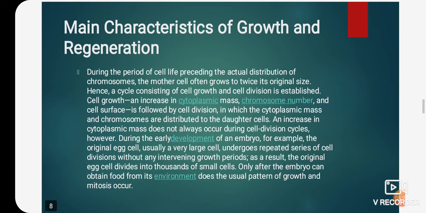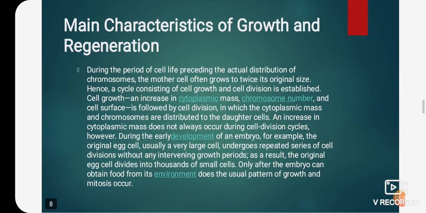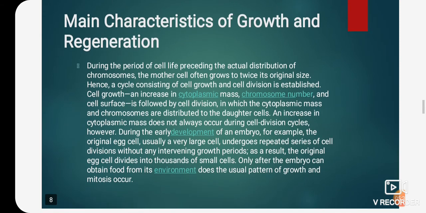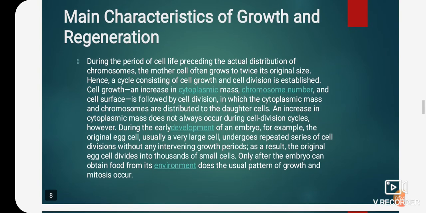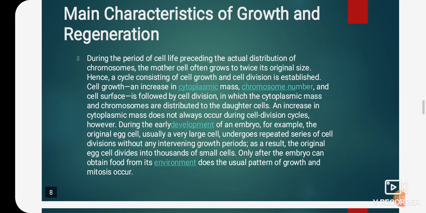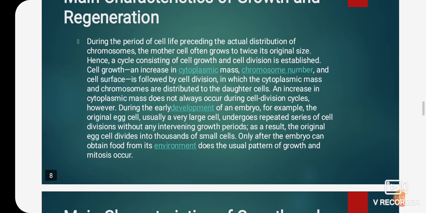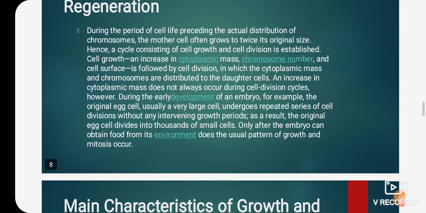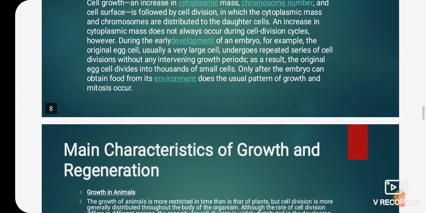However, during the early development of an embryo, for example, the original egg cell, usually a very large cell, undergoes repeated series of cell divisions without any intervening growth periods. As a result, the original egg cell divides into thousands of small cells. Only after the embryo can obtain food from its environment does the usual pattern of growth and mitosis occur.